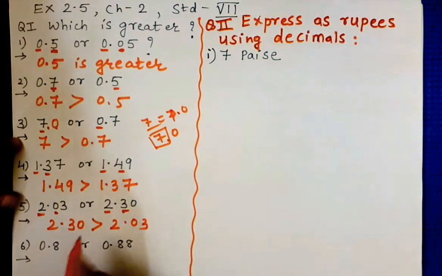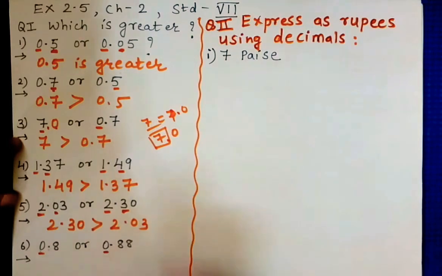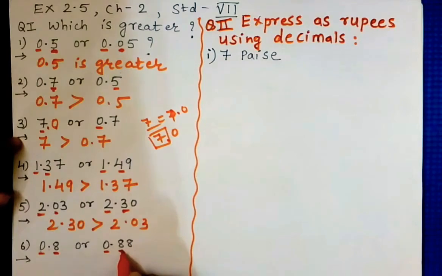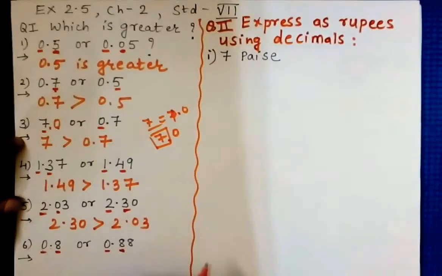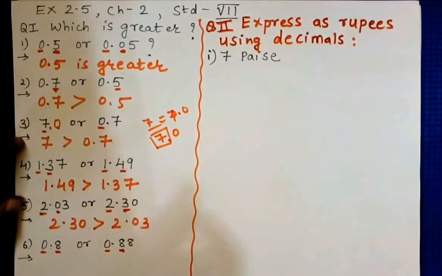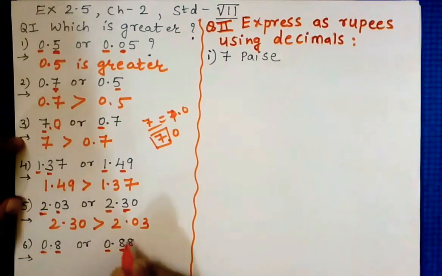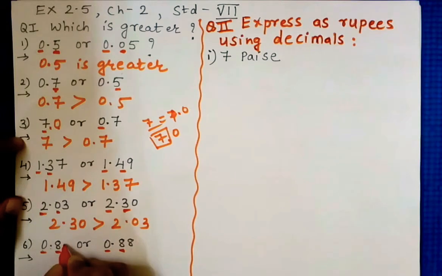Now last one, 0.8. So here it is 0. Here also it is 0. Then next digit is 8. Here also 8. Now the second digit is also the same. So now we will see the third digit. Here the third digit is 8. But here the third digit is not given. Not given means it is 0. You can take 0.